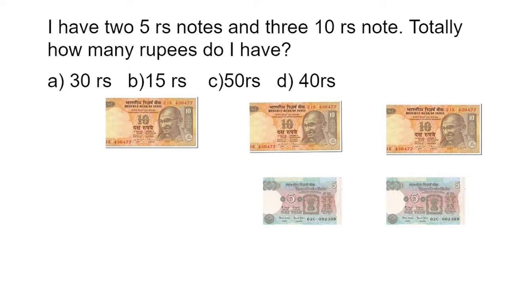What is 10 plus 10 plus 10? 30. Don't calculate, don't write these down, right? You don't have to write it down. Without writing it down itself, you can get the answer. So 10 plus 10 plus 10 is 30. Similarly, what is 5 plus 5? 5 plus 5 is 10. Or what is 30 plus 10? 30 plus 10 is 40. So totally how many rupees do I have? I have totally 40 rupees.